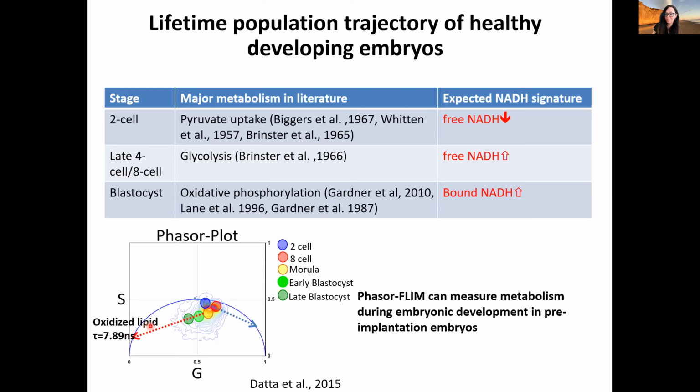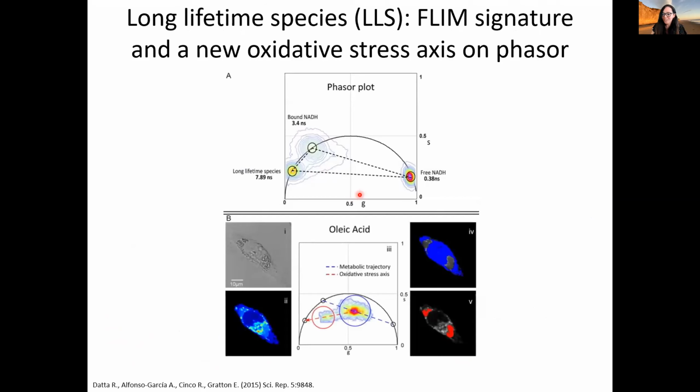produce oxidation of lipids. And this was shown by Rupsa Datta, who was a student in Enrico's lab. And what they saw, and this is from their paper, is that the long lifetime species here, which is about 7.8 nanoseconds, correlated with oxidative stress. So the cells here are uptaking oleic acid, and upon the uptake of oleic acid, there's an increase of oxidative stress causing lipids to actually oxidize.